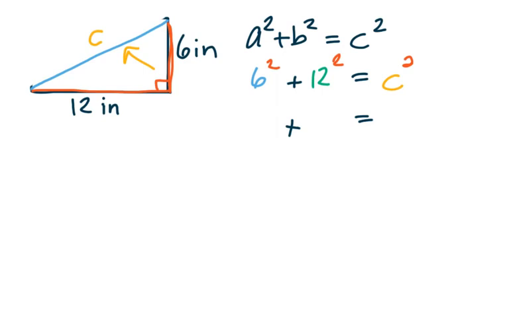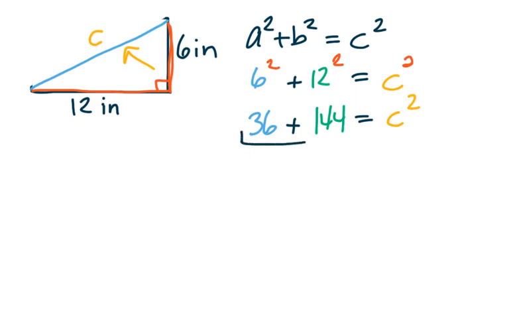So with that in mind, let's leave the addition because we're going to get to that next, and let's think about squaring. 6 squared is not 12. 6 squared is 36, 6 times 6. 12 squared is 12 times 12, that's 144. And then, of course, this is equal to c squared.